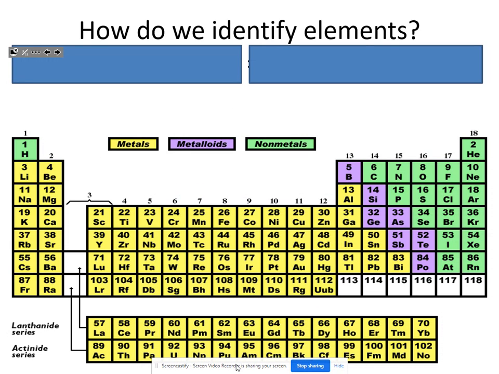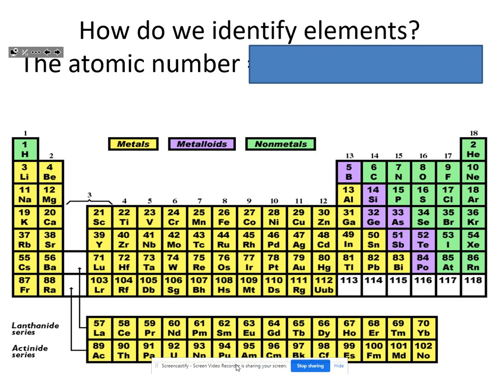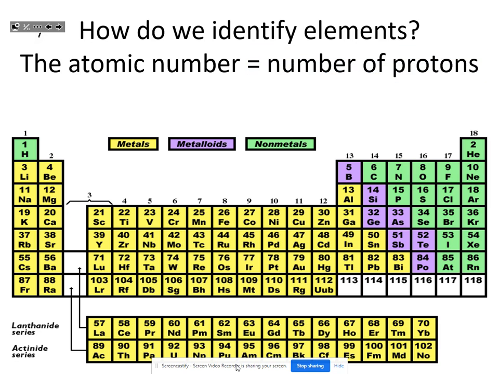Now, how do we identify elements? There's a main way. The atomic number. The atomic number is the main way we identify them. The atomic number is the number that's in front of or above that atomic symbol. 1. And the atomic number, hopefully you know, tells us the number of protons. So the number of protons and the atomic number are the same thing. We need to remember that.